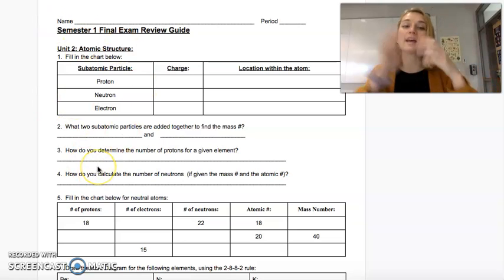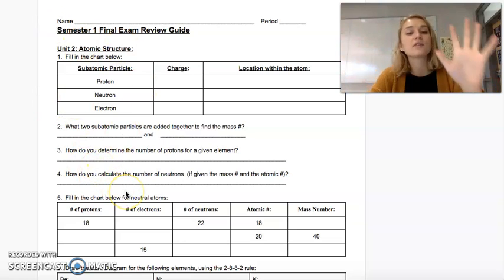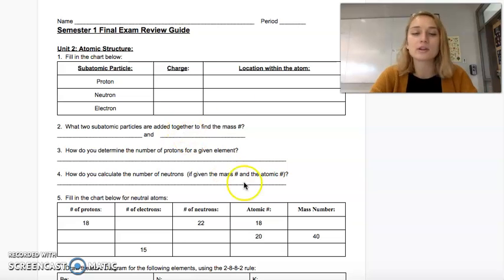Alright, so the final exam review guide for semester 1, we're going to do as much of it as we can in this video. It might have to be broken up a little bit. So if we look at this first question, atomic structure, just asking about protons, neutrons, and electrons.